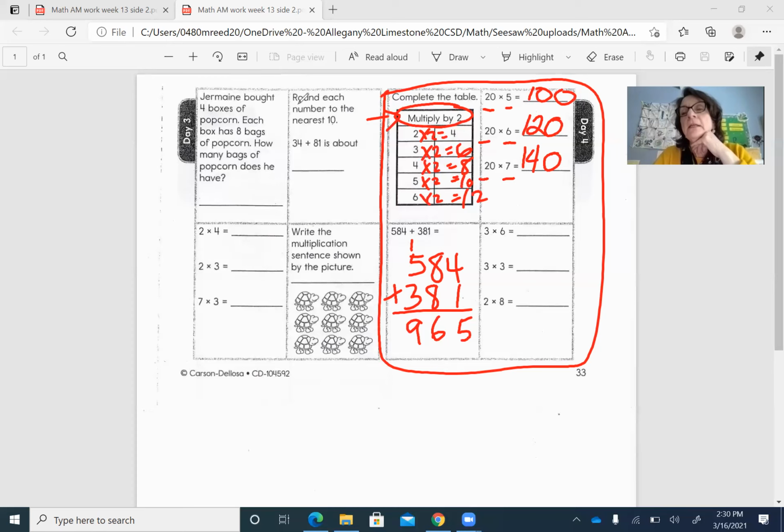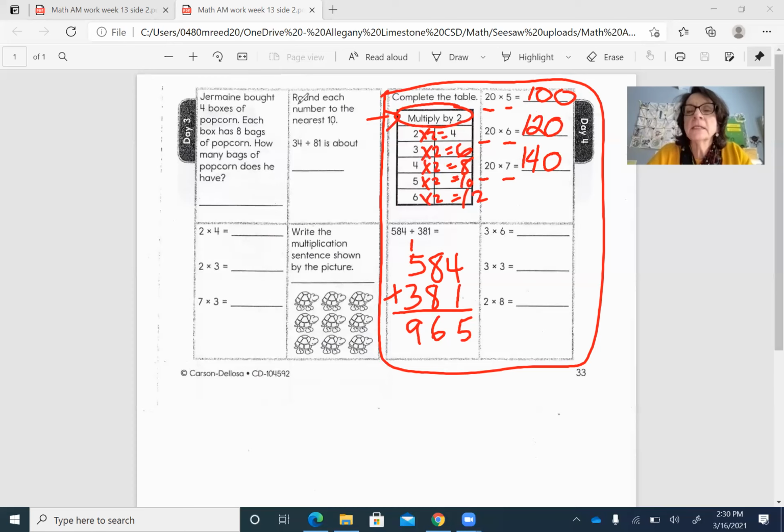Okay, another way to look at this is you could say 20 times 5 is 5 20s, and you could skip count by 20 5 times. So 20, 40, 60, 80, 100. If skip counting by 20 is easy for you. But this is really the easiest way to do it by finding that hidden fact, especially when you're multiplying by 2.